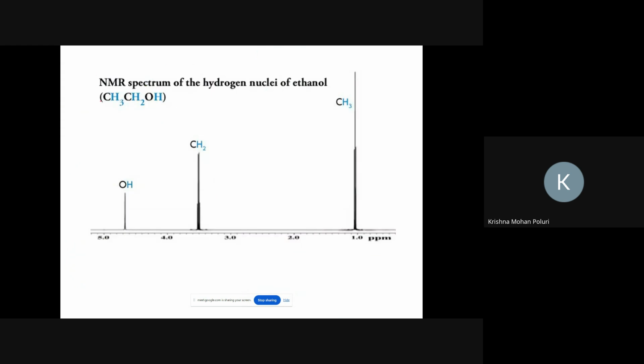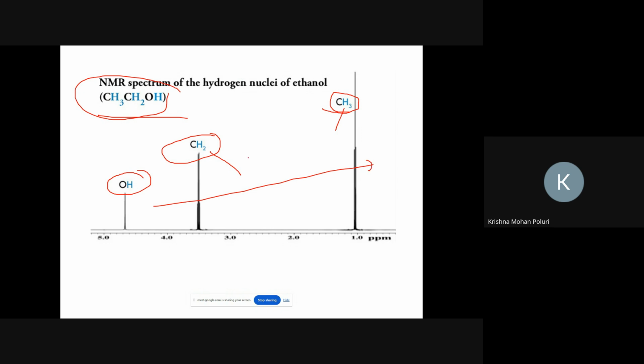So when you record a spectrum of hydrogen for ethanol, you see a different peak for each. The hydrogen of CH3 is different, the hydrogen of CH2 is different, the hydrogen of OH is different. The reason being, the chemical environments of all these are far different. That is why it is an atomic level technique. According to the environment, the signals will differ.